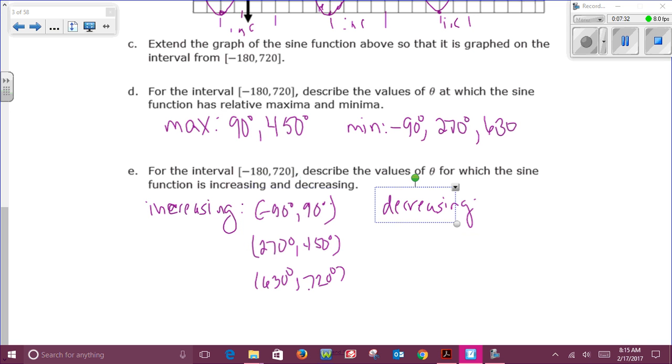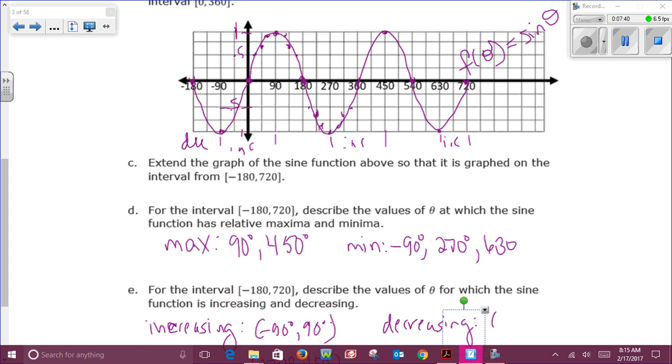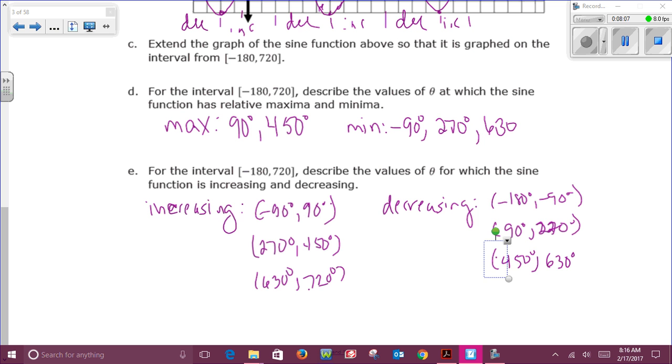So then I'd be decreasing everywhere it's not increasing. So I'm decreasing here, decreasing here, decreasing here. So I'm decreasing from negative 180 to negative 90. And I'm decreasing from 90 to 270. And then again from 450 to 630. So those are all the places that I am decreasing.